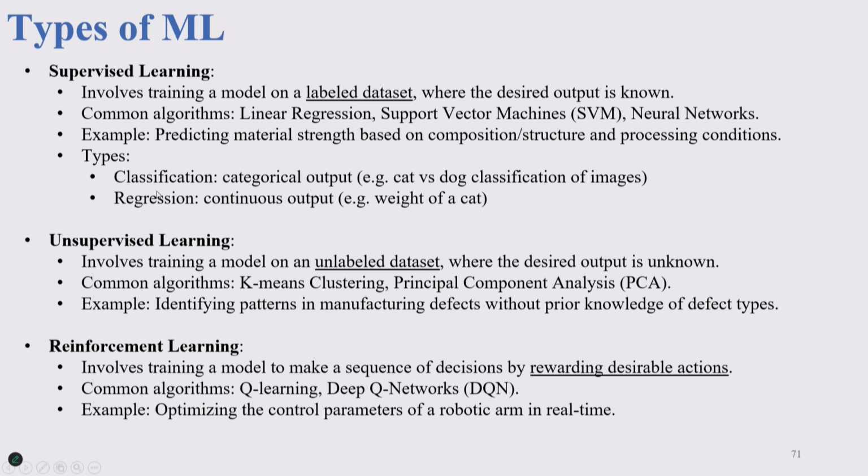So take an image and tell me whether it's a cat or a dog, for example. This is a classical example of classification. Regression is, instead of saying whether it is a cat or a dog, I want to say the weight of the cat, for example. This is a number, right? So this can be for regression.